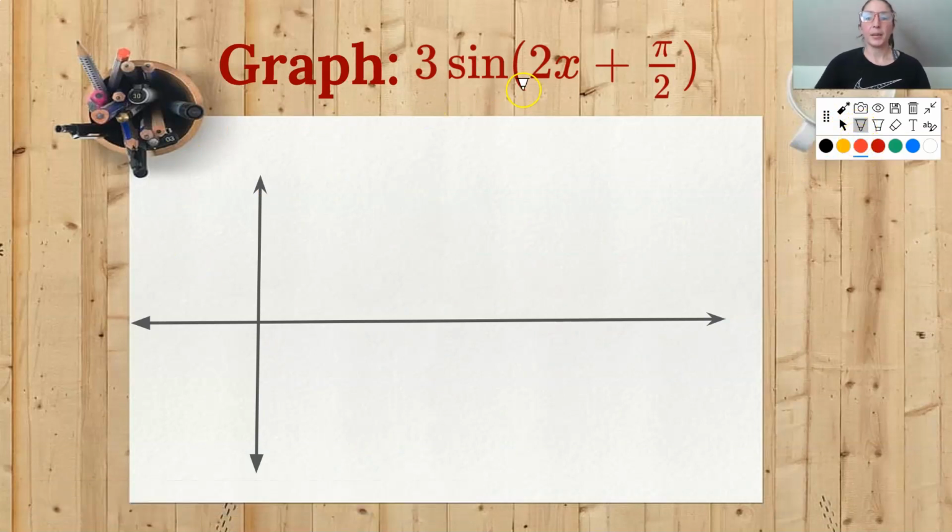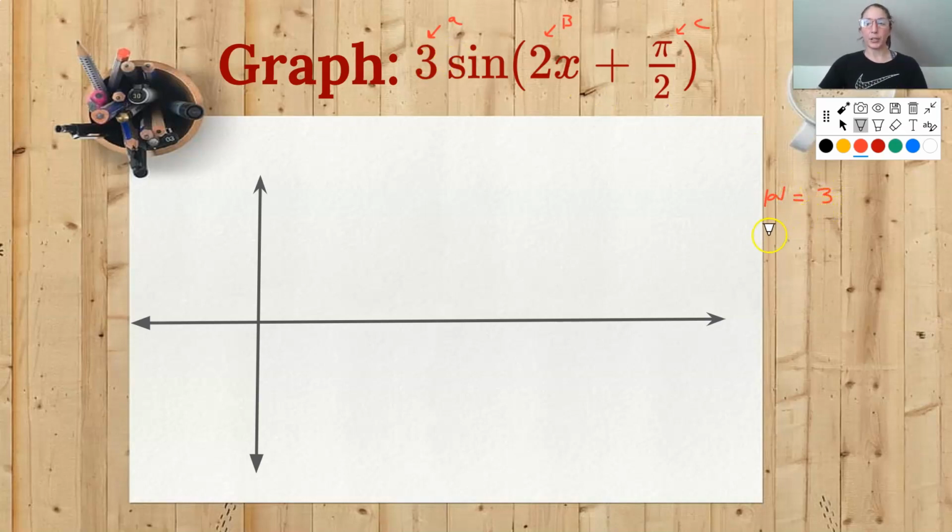So let's graph 3 times sine of 2x plus pi over 2. Again, let's pick out our pieces. 3 is my A, 2 is my B, and pi over 2 is my C. So what do I need? I need amplitude. My amplitude is equal to 3, so that's the easy one.